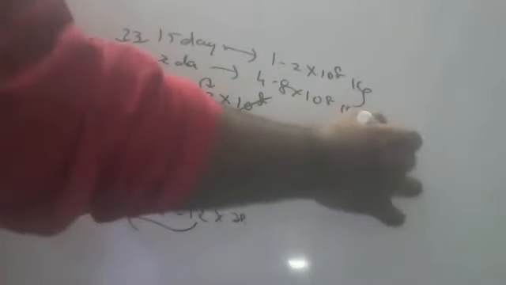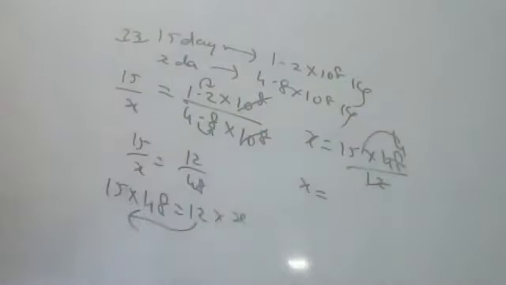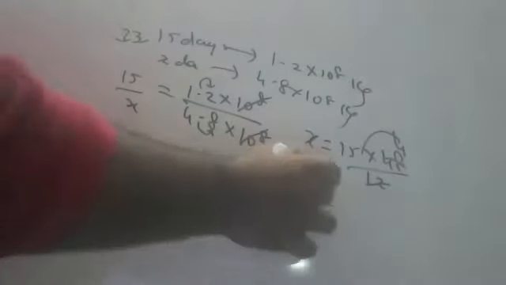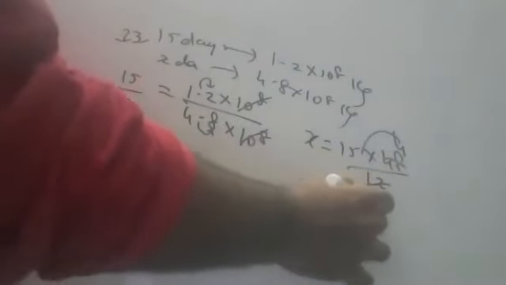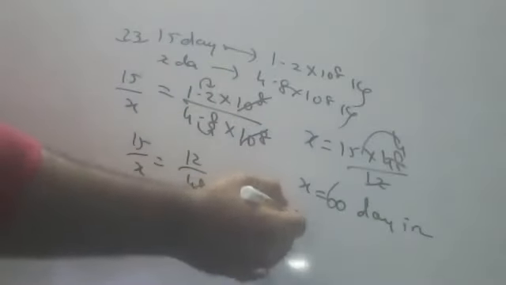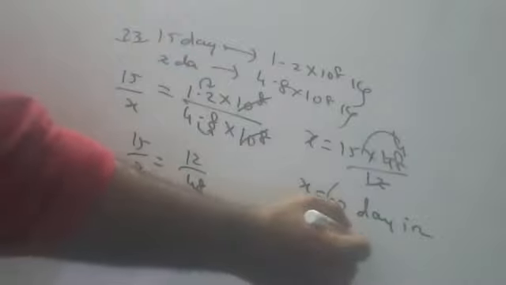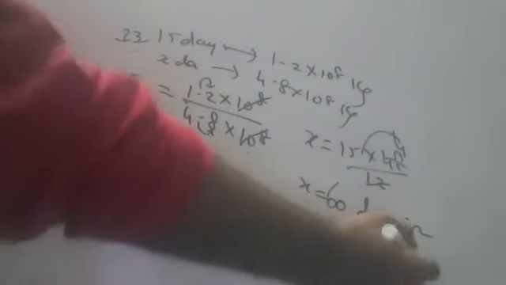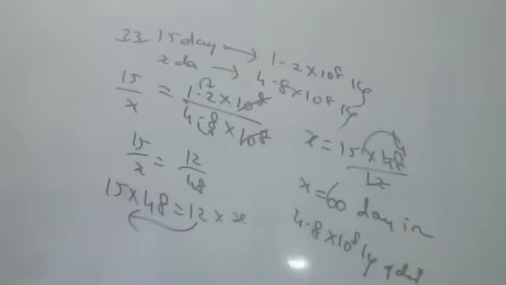12 4s are 48. 15 4s are how much? 60. 60 days. In 60 days, Earth will collect 4.8 into 10 to the power of 8 kg of dust.